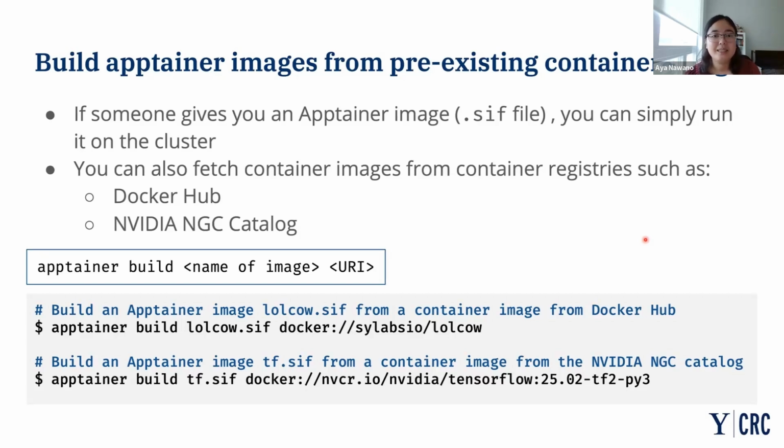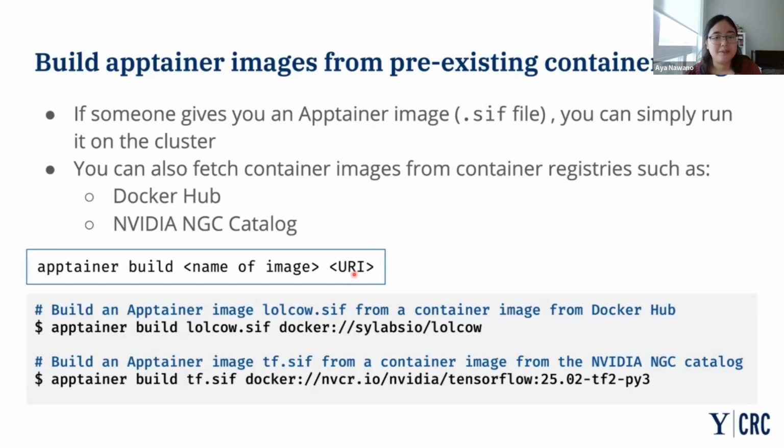However, in many cases, you will need to pull container images from container registries and then convert them into Apptainer images. Two commonly used registries are Docker Hub and the NVIDIA NGC catalog. These registries provide a wide range of publicly available container images, such as operating system images, AI frameworks, and scientific computing applications. The syntax to download a container image from a container registry and convert it into an Apptainer image is apptainer build, name of image, and URI.